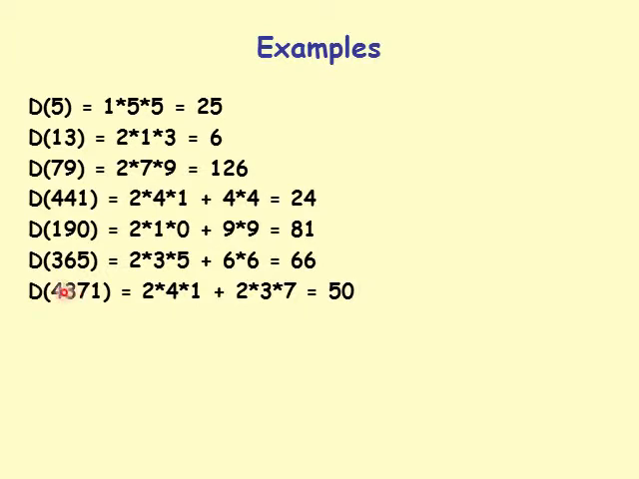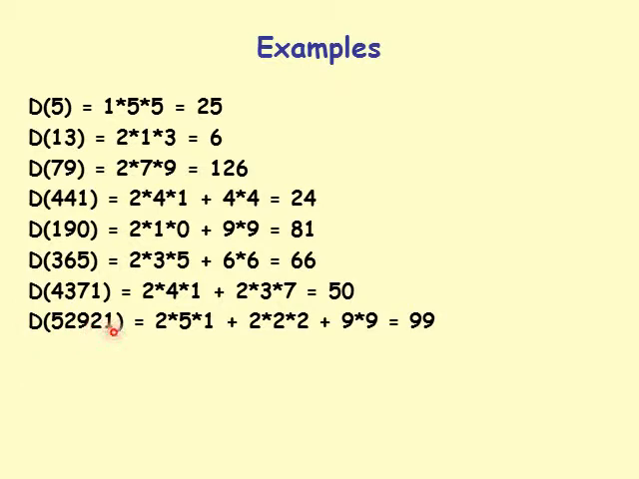Let's continue here. Now we have the duplex of 4371. We pair 4 with the 1, which are in two different positions, so we get twice the product. 2 times 4 times 1 is 8, and we pair this 3 with the 7, and the two are in different positions, so it's twice the product. 2 times 3 times 7 is 42. 42 plus 8 is 50.